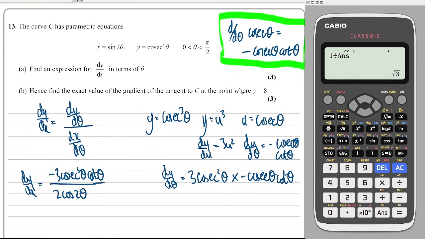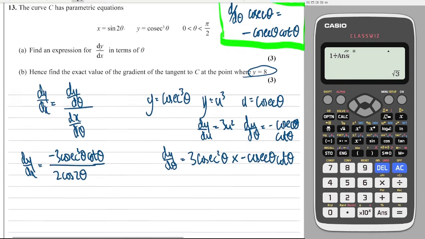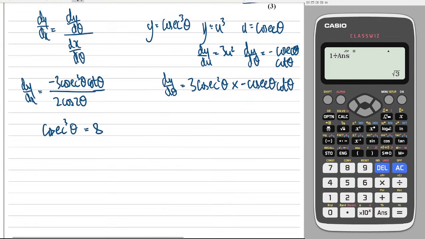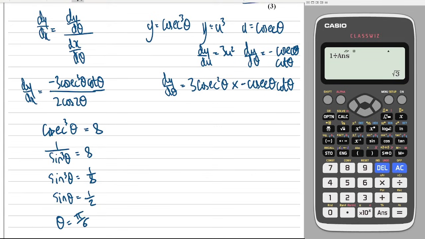Okay, now we've been asked to work out what the gradient is when y equals 8. Well, the y coordinate is equal to cosec theta cubed, and I want that to equal 8. So cosec is the same as 1 over sine, so 1 over sine cubed theta equals 8. So rearranging gives me sine cubed theta is equal to 1/8, which means that sine theta is equal to 1/2. And of course we know that if sine is 1/2, then the angle is 30 degrees, or pi over 6. So now I need to sub that into my derivative.